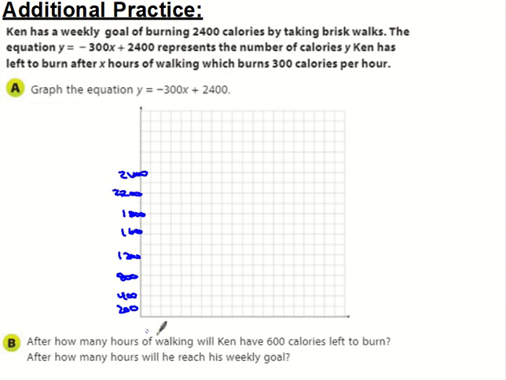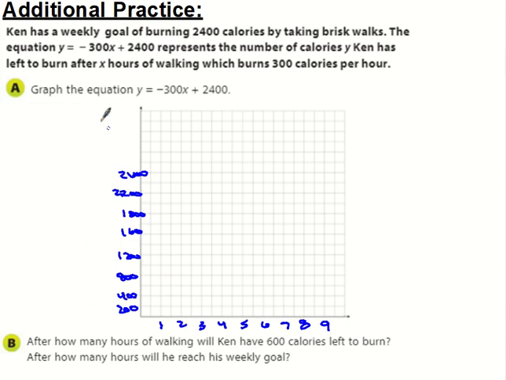But now for my X values, because it's just per hour, I'm going to count by half hours. So it's going to be 0.5, 1, 1.5, 2, 2.5, 3, 3.5, 4, 4.5, 5, 5.5, 6, 6.5, 7, 7.5, 8, 8.5, 9. There we go. So there's my graph.